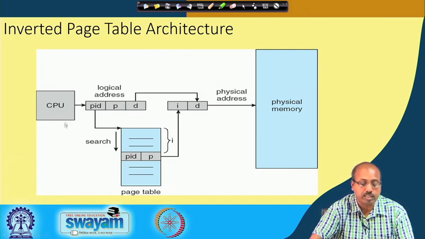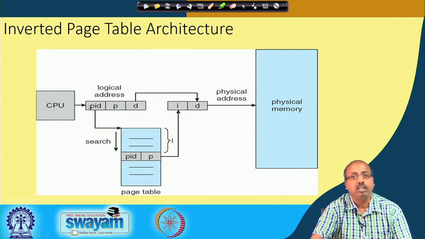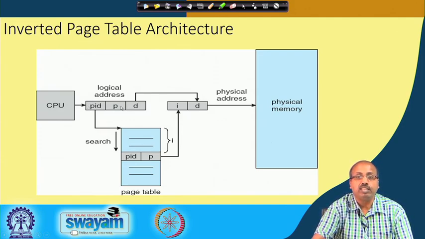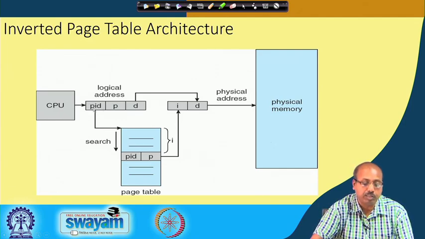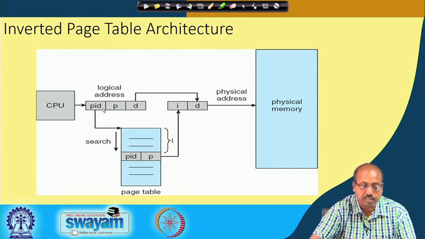So, it is considered that the PID, the process identifier, has been appended to the logical address. The CPU generates this P and D. Now, from the running process information, you can append this PID part from there. So, this logical address consists of 3 components now, PID, P and D, and then we have to search for this PID and P in this inverted page table.